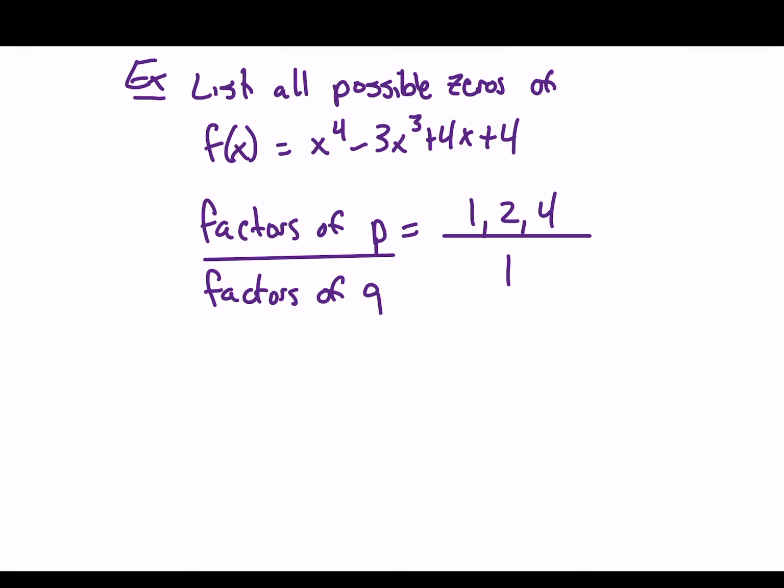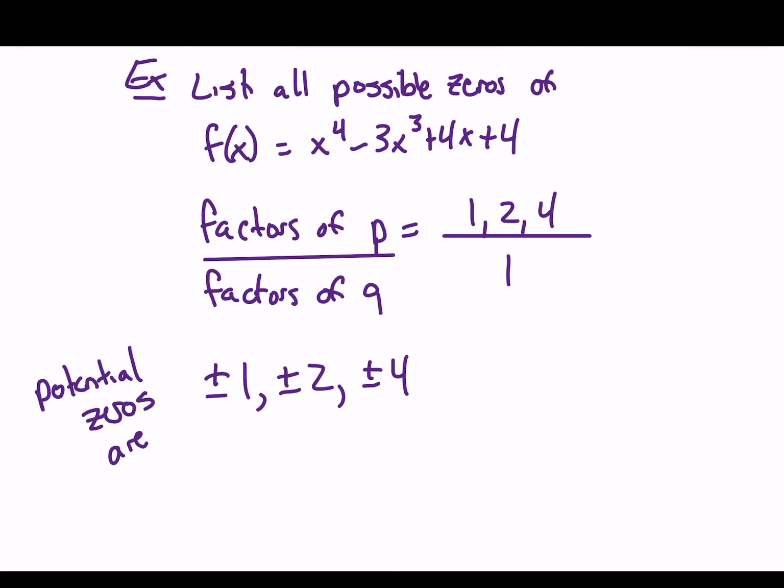So our possibilities are plus or minus 1. So we start there at 1. Plus or minus 2, which would be 2 over 1. And plus or minus 4, which would just be this one. Okay, so potential zeros are plus or minus 1, plus or minus 2, and plus or minus 4.